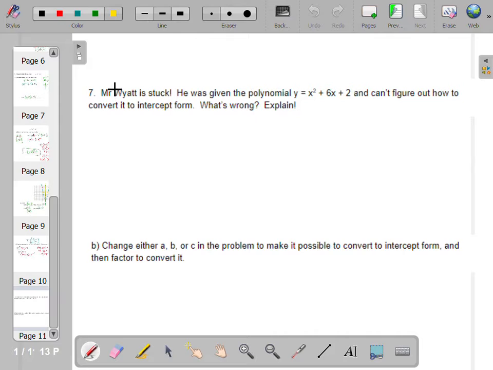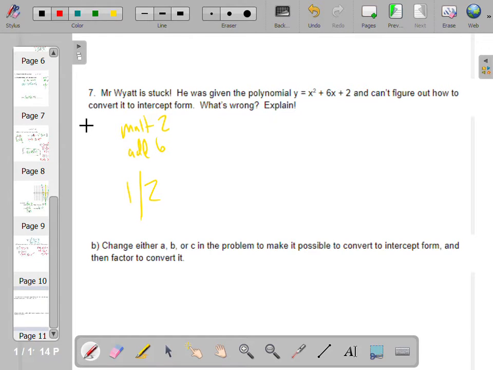Mr. Wyatt is stuck. Yeah, that happens to the best of us. So why can't I factor this polynomial? Like something's going on. I would look for numbers that multiply to 2 and add to 6. So I make a table and like 1 and 2. Wait, 2's prime. 1 and 2 add up to 3. They don't add up to 6. So this isn't factorable. Okay, not every polynomial is factorable.